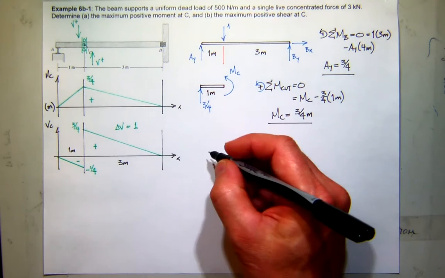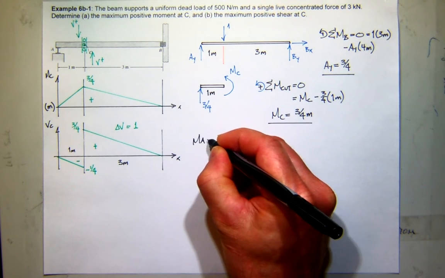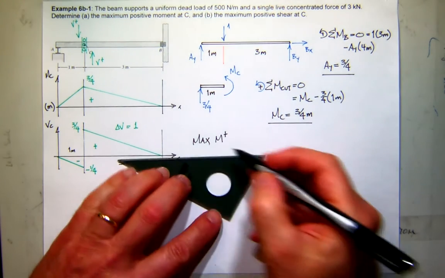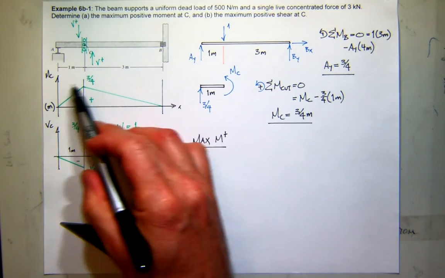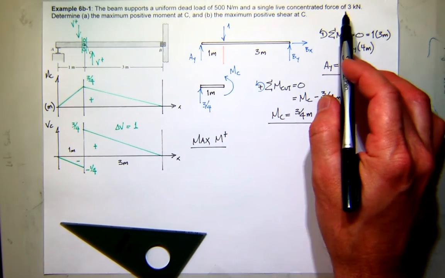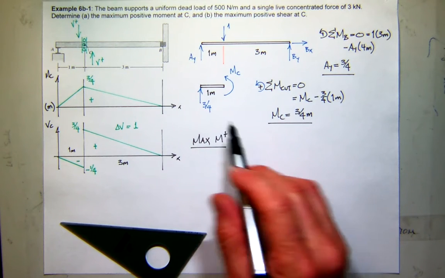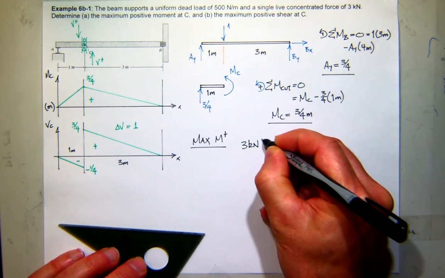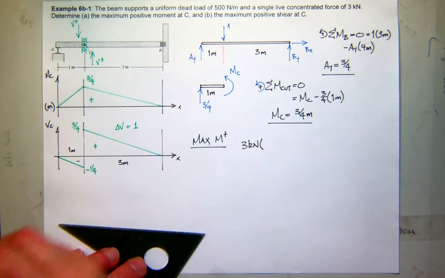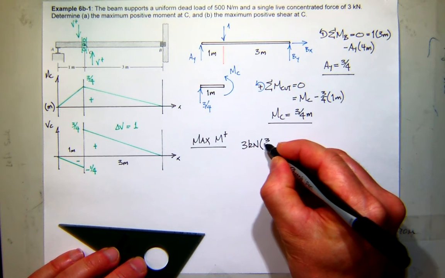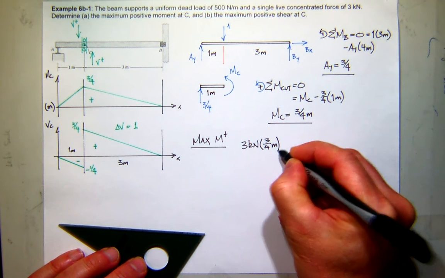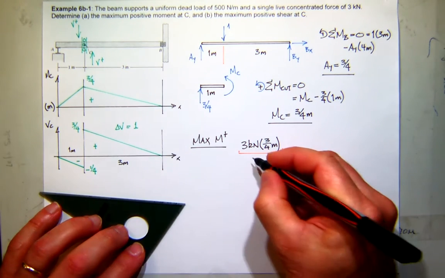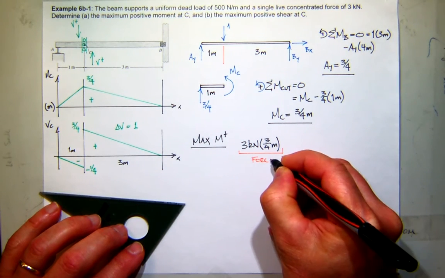So let's find the maximum moment first. I want the max positive moment. So what's the max positive moment? Well, I'm looking at this. Where should I put my concentrated load of 3 kilonewtons? Probably at the maximum value. So I'm going to have 3 kilonewtons times the maximum value, which is 3/4 of a meter. So this is the concentrated load, the live force.